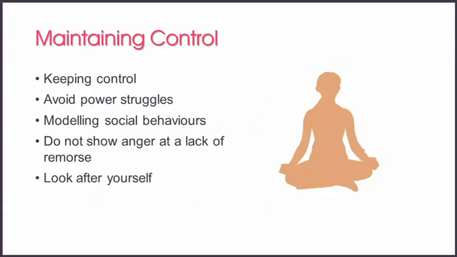We'll now look at maintaining control. Children with attachment disorders feel the need to control and manipulate adults around them. Adults who are consistent or those who use the same behaviour modification techniques become predictable for these children.